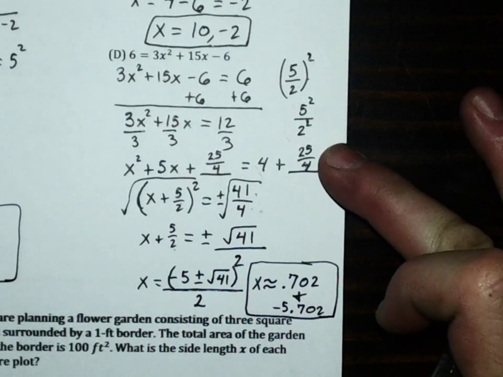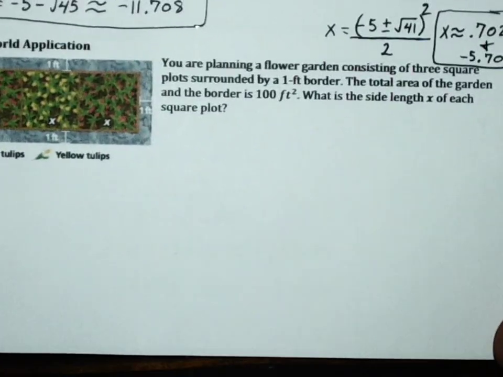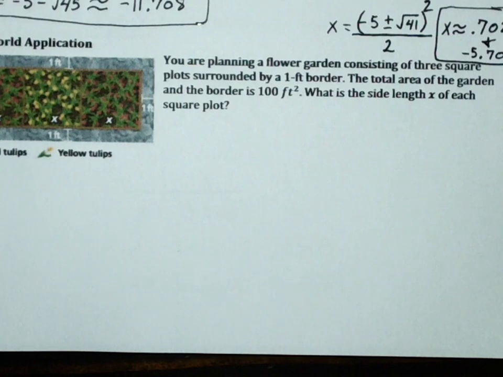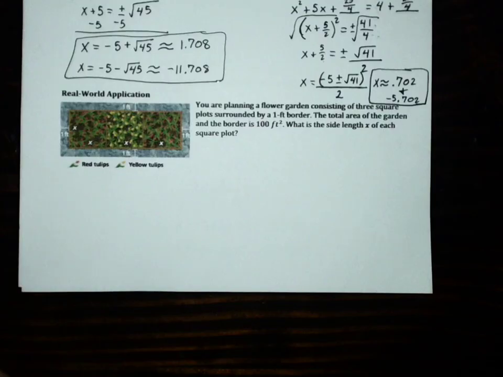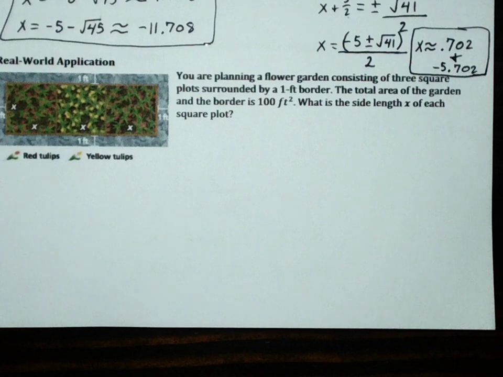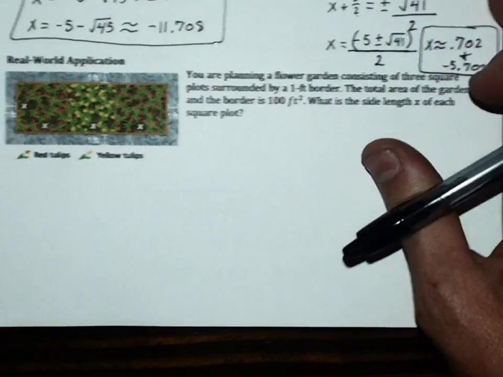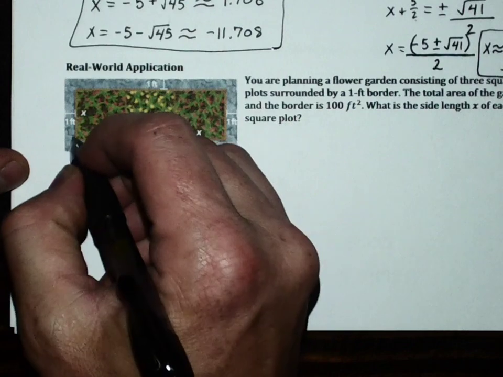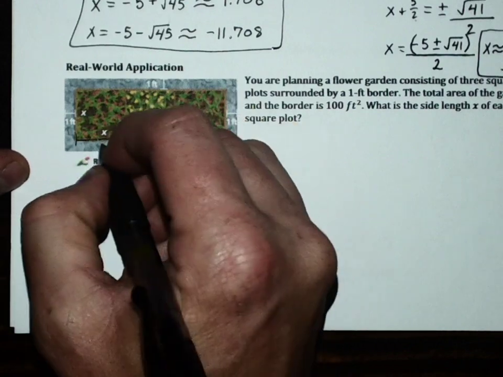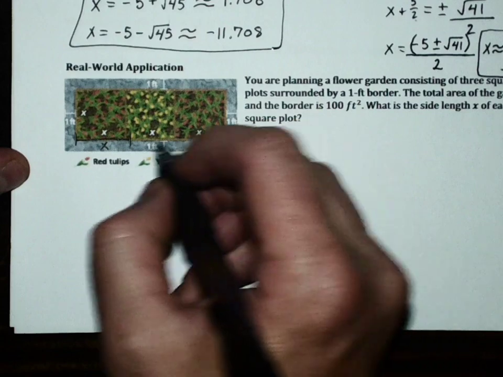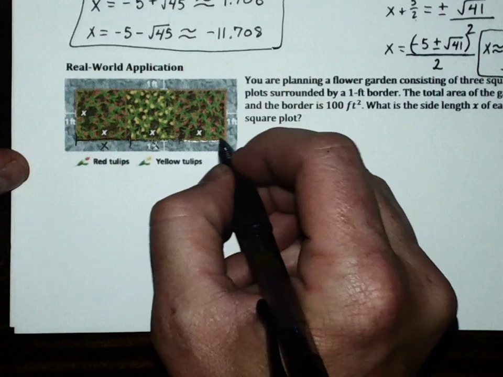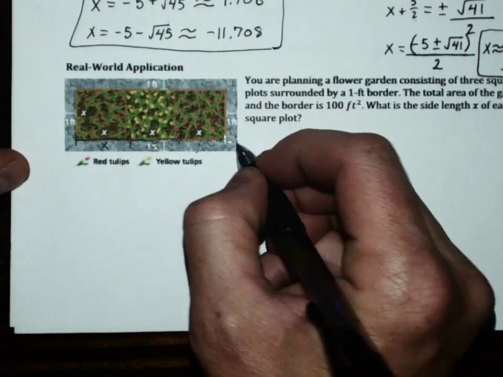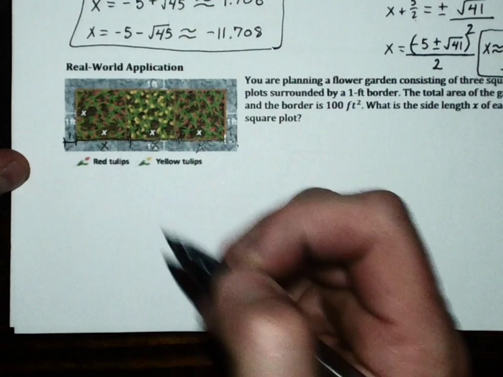All right, one last problem, the word problem. This is the exact same type of word problem that we dealt with in the previous lesson. We have a box. This box has a distance around it, but we don't know one of the distances. The distance from here to here is x. The distance from here to here is also x. This distance here is x. This distance is 1, and this distance is 1.